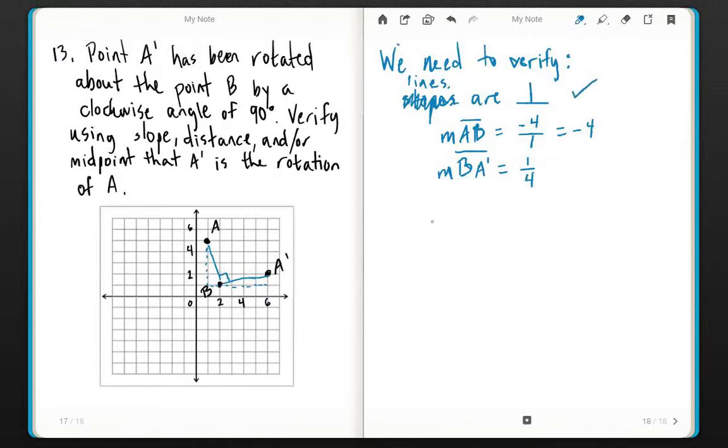Then the other thing we need to verify is that the distance from A to B has not changed as it is from B to the transformed point A. When we rotate point A, it can't get any farther away from point B. If it has gotten farther away, then that's a different type of transformation, a translation as well as a rotation. So our second step is to verify that the distances are the same. In order to do that, we use the Pythagorean theorem to figure out this slanted distance from A to B.